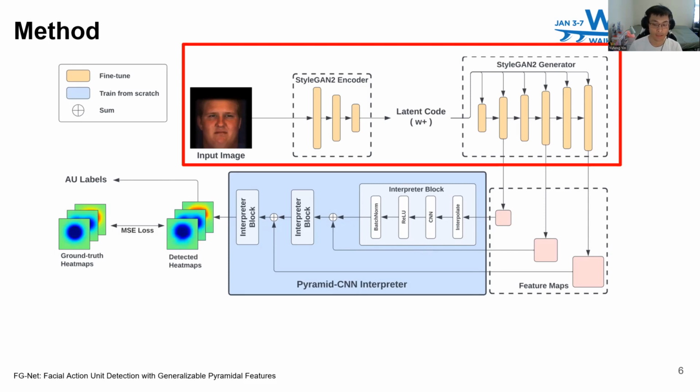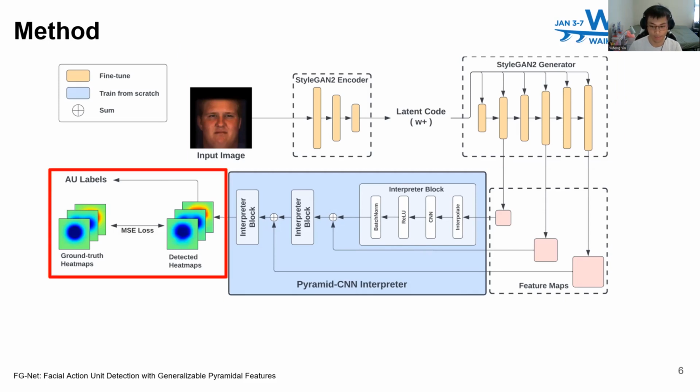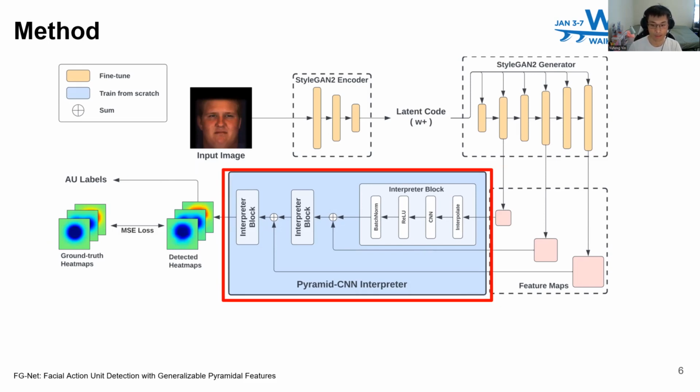In order to take advantage of the informative pixel-wise representations from the generator, FGNet detects the action units through heatmap regression. And we propose a pyramid CNN interpreter, which incorporates the multi-resolution feature maps in a hierarchical manner. The proposed module makes the training efficient and captures essential information from nearby regions. And thanks to the powerful features from the generative model, pre-trained on a large and diverse facial image dataset, the proposed FGNet obtains a strong generalization ability and data efficiency for action unit detection.